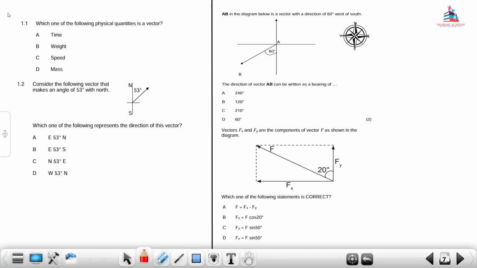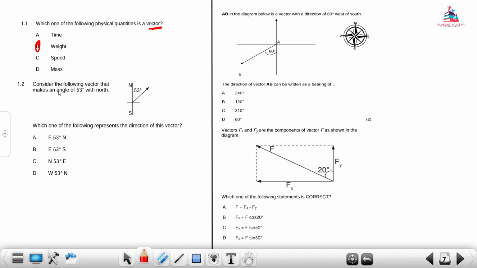They're saying, which one of the following physical quantities is a vector quantity? Remember, how do we know that something is a vector quantity? It must have both magnitude and direction. So time does not have direction. Speed does not have direction. Mass does not have direction. So our answer here is going to be B.